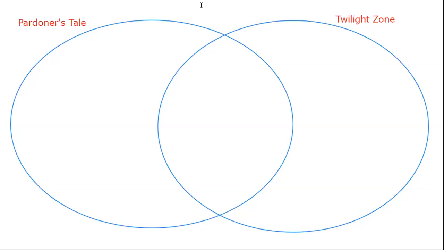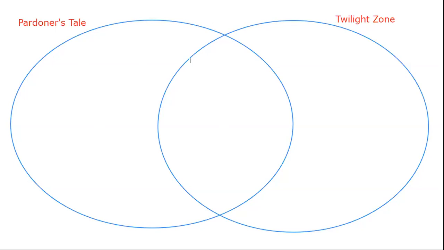So on a Venn diagram, of course, you start with two circles, and what's in the middle is from both of them, and what's on either side is what is different. So in your essay, this middle section is going to help you write the similarities, and the outside is going to help you write the differences.